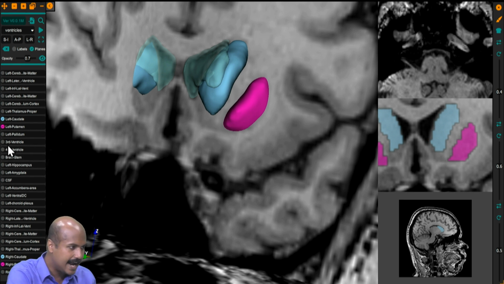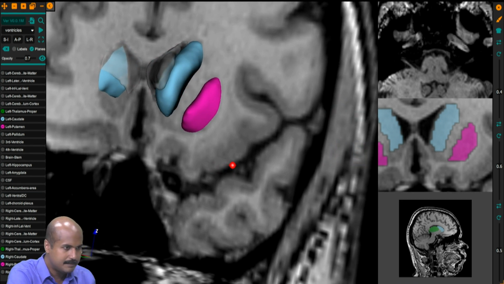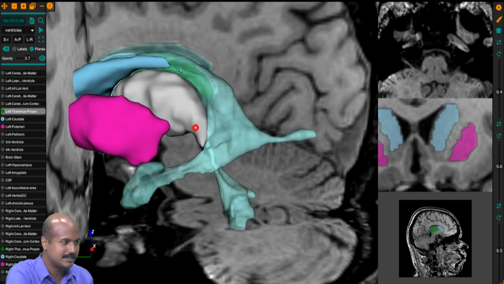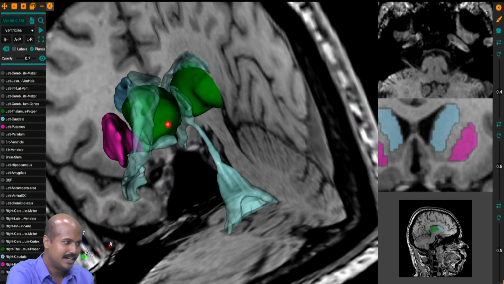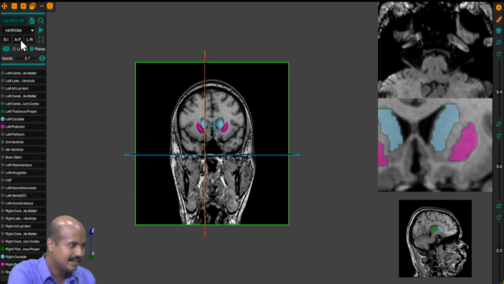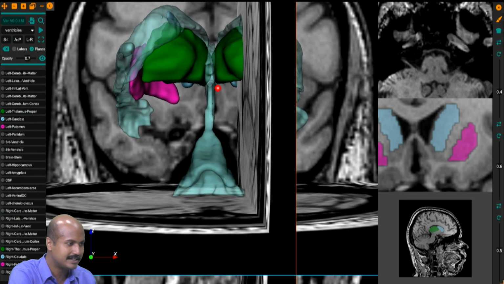Now I am just adding the left and the right thalamus. I am adding the left thalamus here. I am adding the right thalamus here. Let us have a look at the thalamus. Yes, this is the thalamus. The thalamus is having a green color in this segmented image. Look how the thalamus is related. Let me just orient it in an anterior-posterior view. Yeah, in this view.